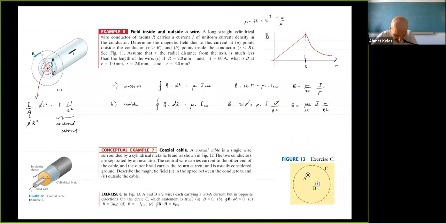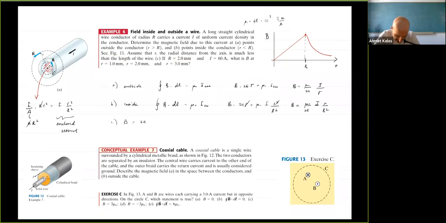And finally, if R is equal to 2 millimeters and I is 6 amperes, what is B at R, R, and R? Okay, maybe I can calculate one of them. Let's calculate the first one. So B is equal to, I guess this one is inside. R is 2 millimeters and we are talking about 1 millimeter. So I'm going to use this formula.